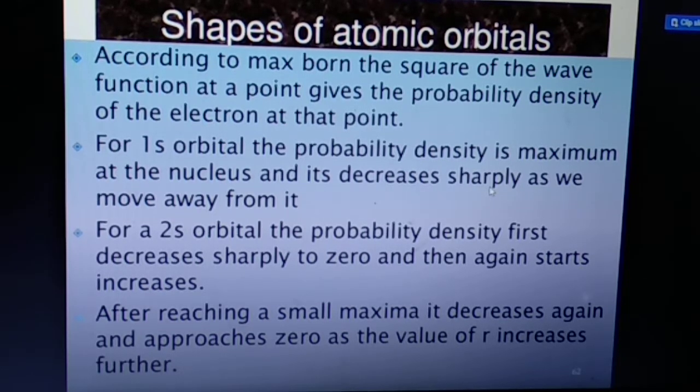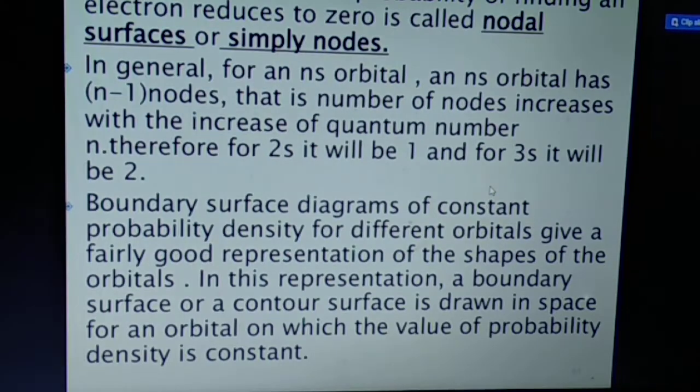So different things are happening for the 2s orbital. First, it decreases sharply to 0. Second, it again starts to increase. Third, when it increases, it reaches a small maximum. Then it decreases again and approaches 0 as the value of r increases further. So this is important for 2s orbital.